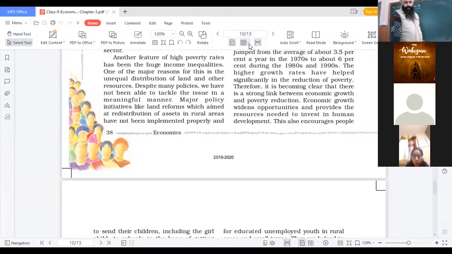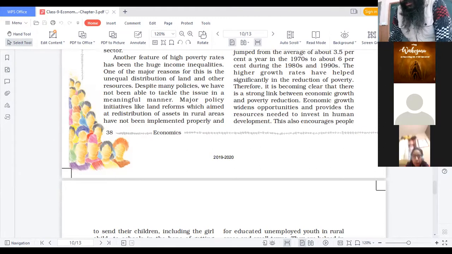Second category, poverty-laden states, L-A-D-E-N, states which have poverty in the highest ratio, or we can say the poorest states of India, poorest in relation to economic development. Odisha, Bihar, Jharkhand, Chhattisgarh are considered the poorest states. Why?